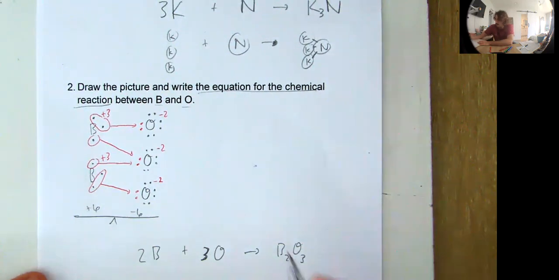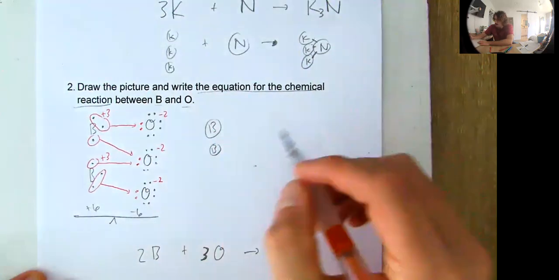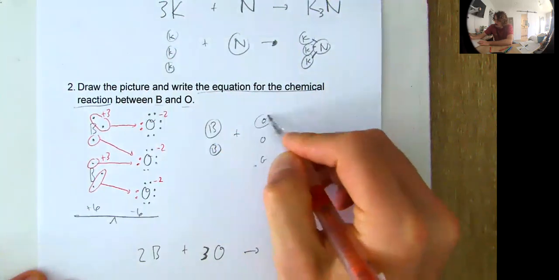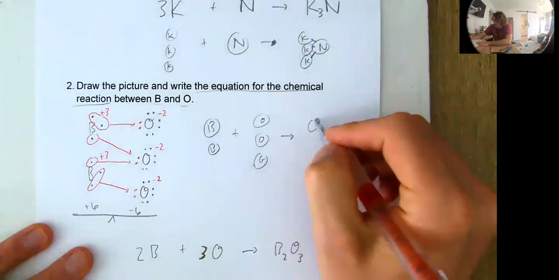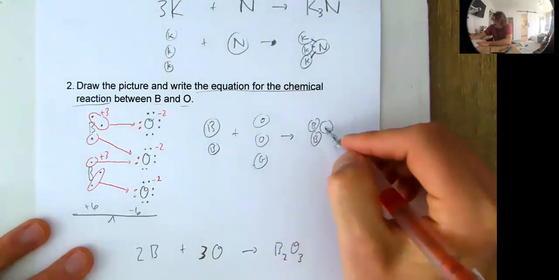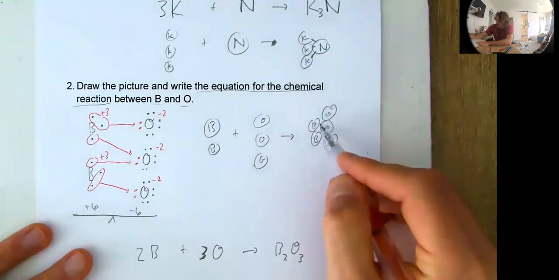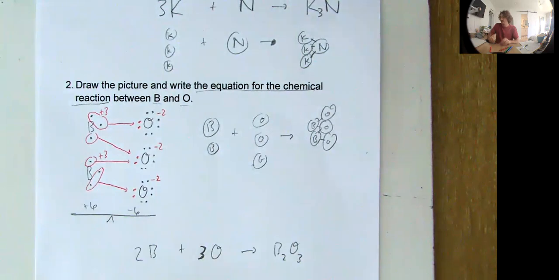If you're going to draw that out, it would look like this. Separate boron atoms reacting with 3 separate oxygen atoms, and it produces, let's put them close together to show that they're bonding. They're all connected. There you go. And that's how you do these type of problems.